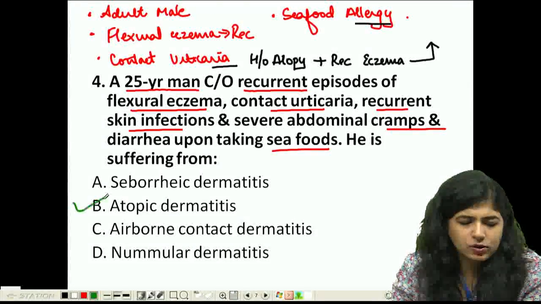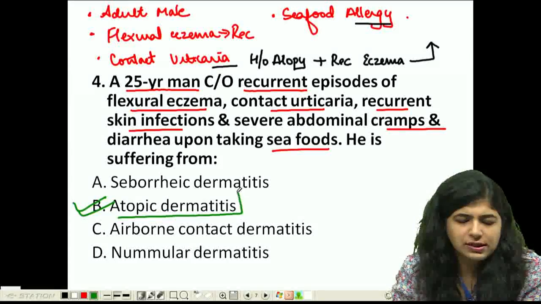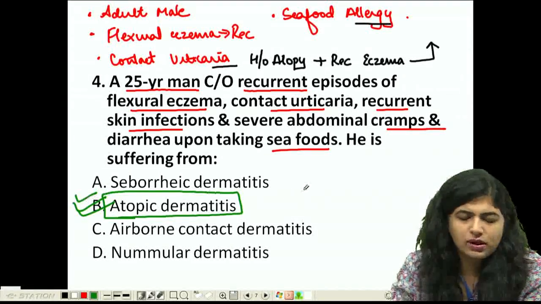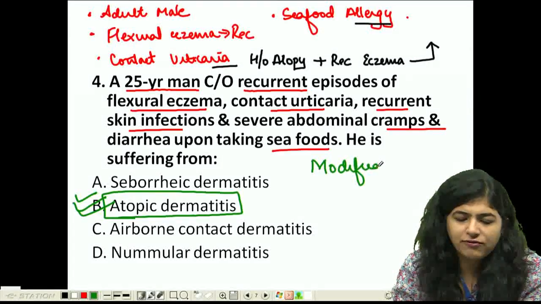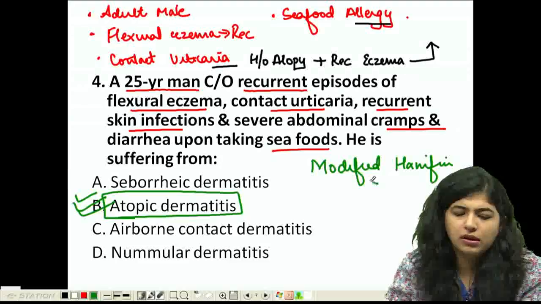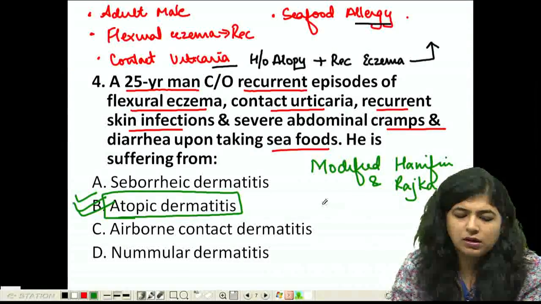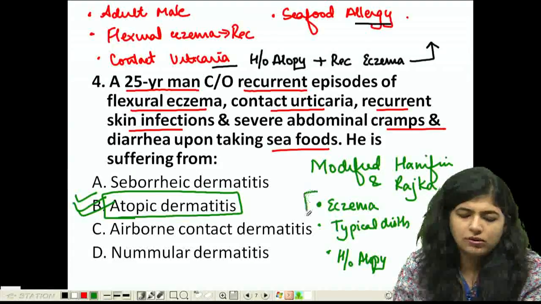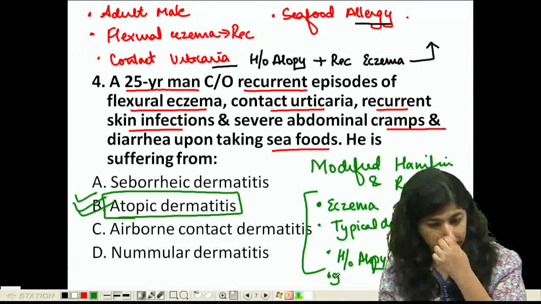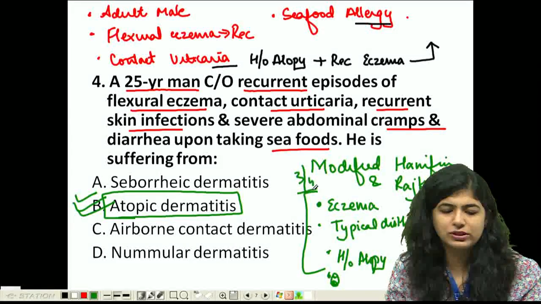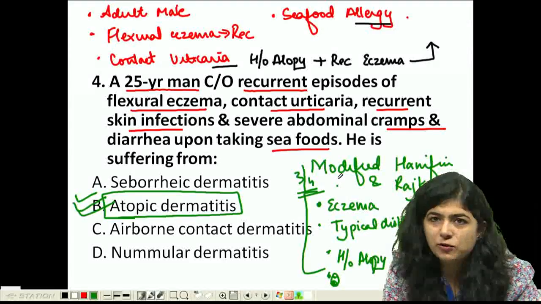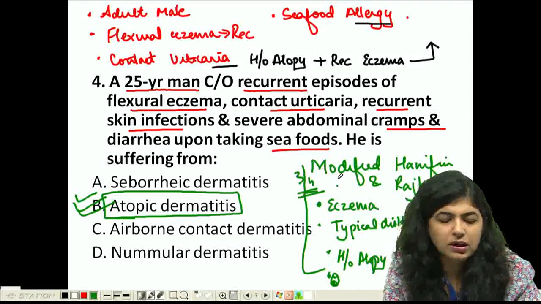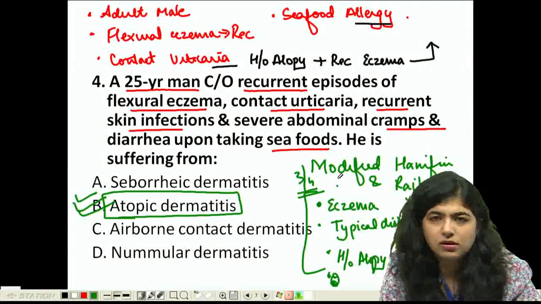The answer here is atopic dermatitis. All classical features that are there in the diagnosis are present in this one. The criteria are called the modified Hanifin and Rajka criteria. One is a particular eczema. Two is the typical distribution. And three is the history of atopy. These three out of four major criteria are present in this question itself. So even if you don't know the criteria, you still know what atopic dermatitis is, and you can get to answering this question. Very easy one, nothing difficult about it.